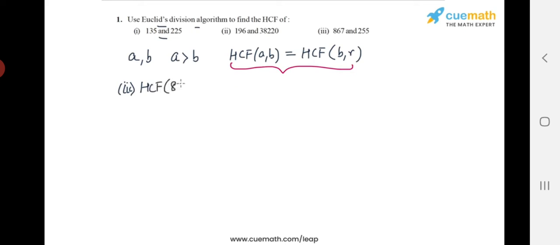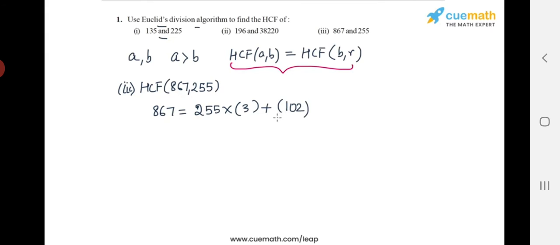In part 3, we have to find the HCF of 867 and 255. So applying Euclid's division lemma to this pair of numbers, we have 867 is 255 times 3, and that will leave a remainder of 102. You can verify this by doing your own calculations if you want to.